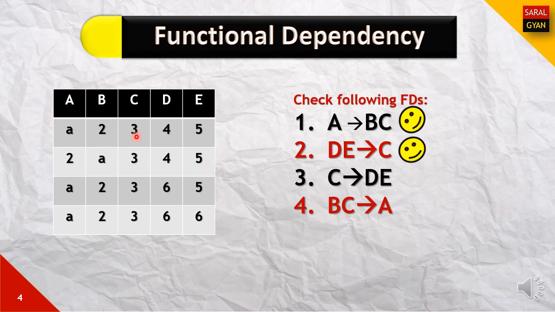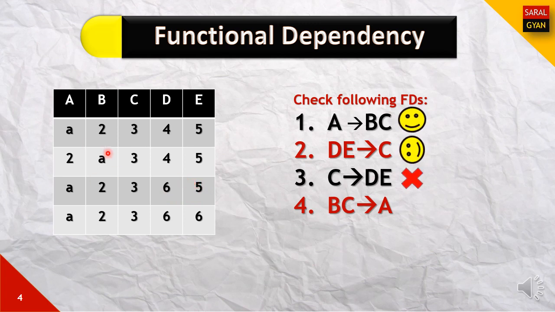C to DE, all the values are similar. So for DE, for this same 3, this is 4 5, this is 4 5, this is 6 5, it doesn't hold good. If I get all the values same for a similar value of C, then I can say there is a dependency. But here all the values of C are same, but I am getting variation in the values of D and E. For this 3 it is 4 5, this 3 it is 4 5, that's fine. But for this 3 the values of attributes D and E are 6 5, so it doesn't hold good.